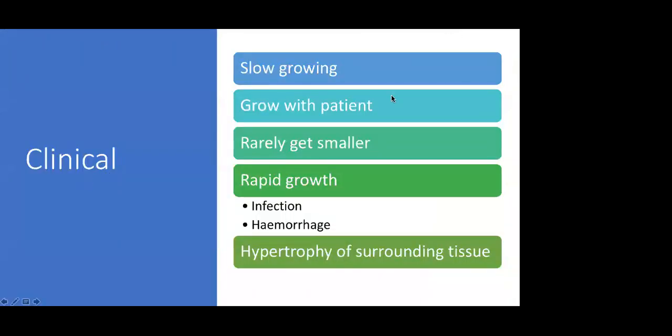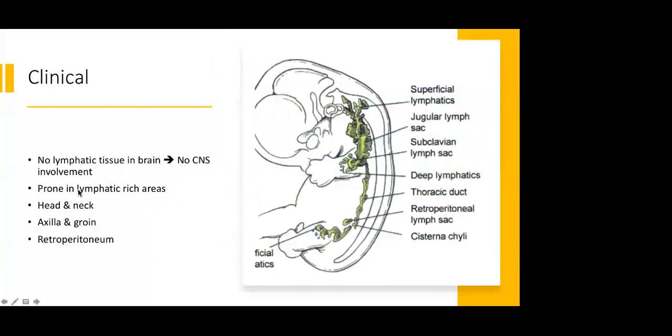So clinically, they're slow growing. They usually grow with the patient. They rarely get smaller on their own. If you do see rapid growth, then you need to be worried about infection and hemorrhage into the cysts. And then they induce hypertrophy of the surrounding tissue, which is also contributing to quite a bit of morbidity for these patients.